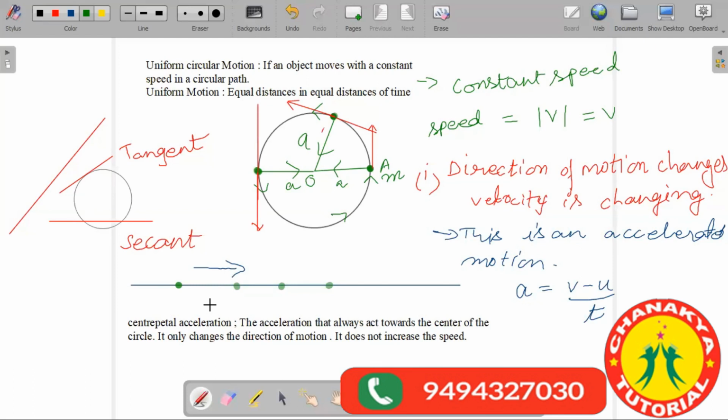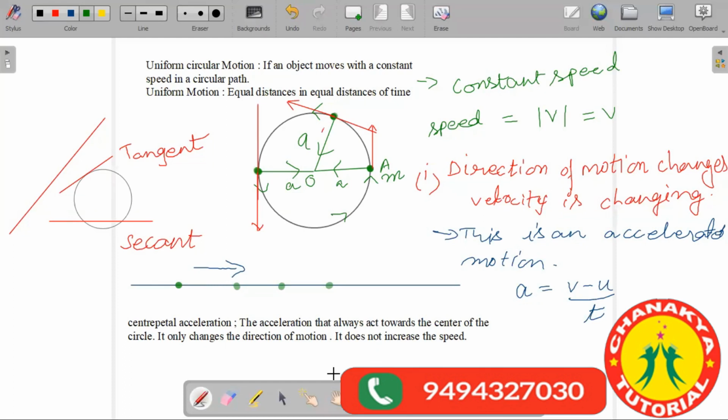Got it? Anyone has any doubt regarding acceleration or uniform circular motion? I think I have tried my very best to explain how a uniform circular motion occurs, the directions and the velocity, everything. Anyone having any doubt? No, sir. No, sir. No doubt, sir.